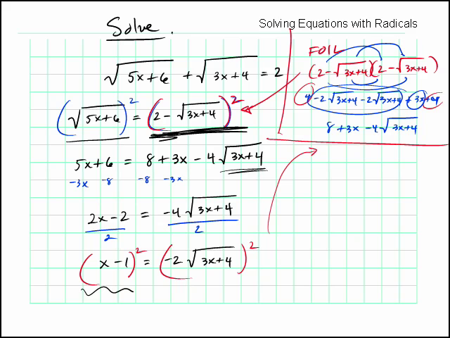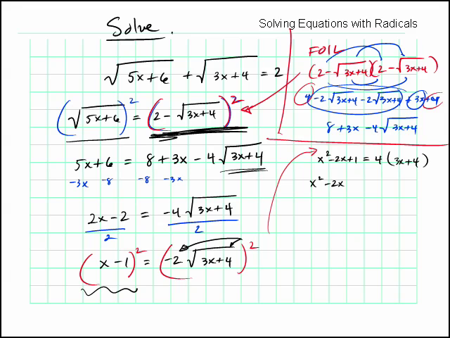If I square x minus 1, I get x squared minus 2x plus 1. I FOILed it out. On the right side, I have to square the negative 2, which is a 4. And if I square this radical, the radical sign disappears, and I have 3x plus 4. Okay, so that's what we get. Notice all the radicals are now gone, at least.